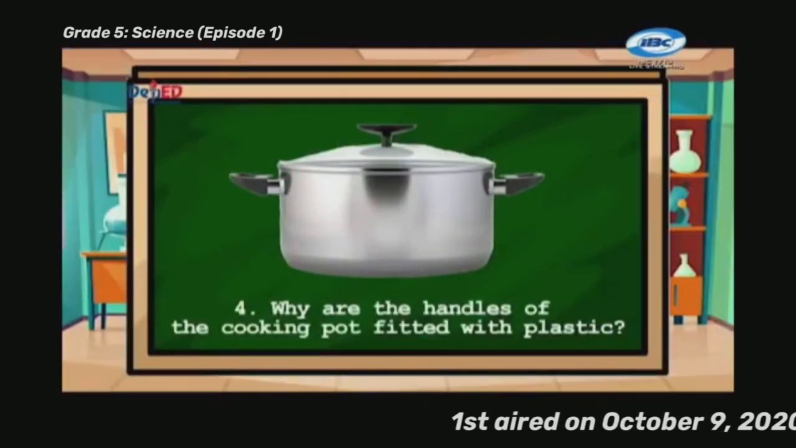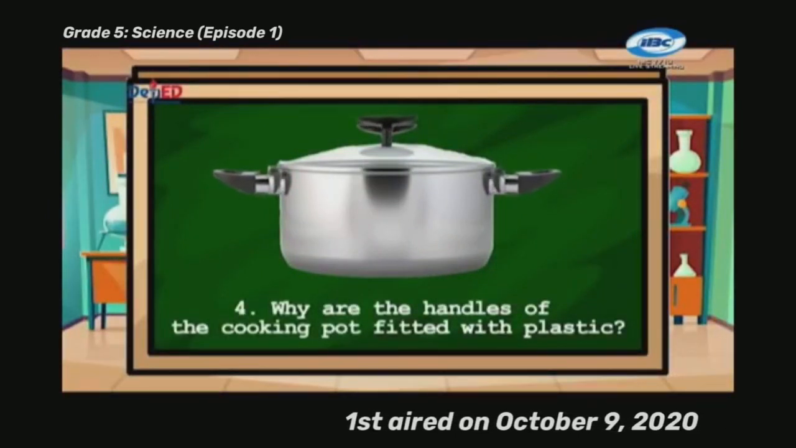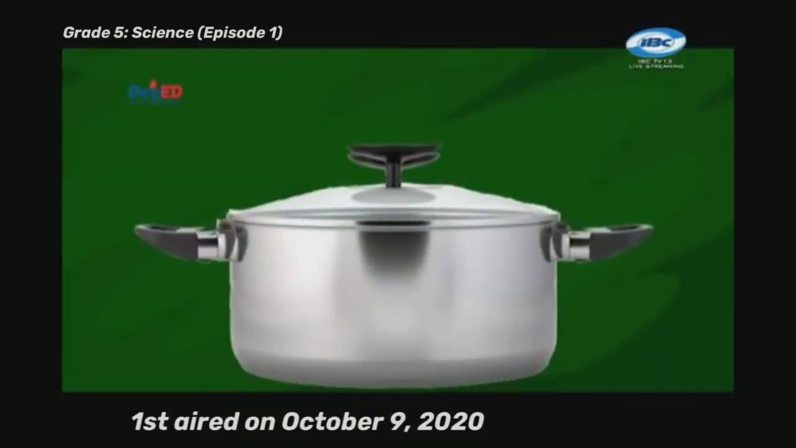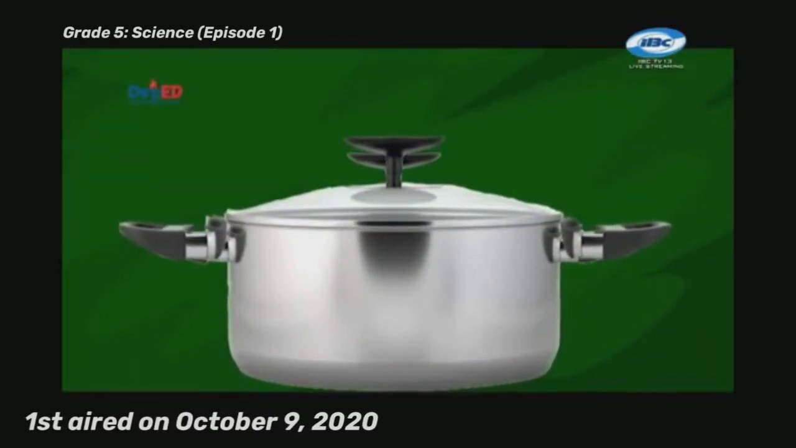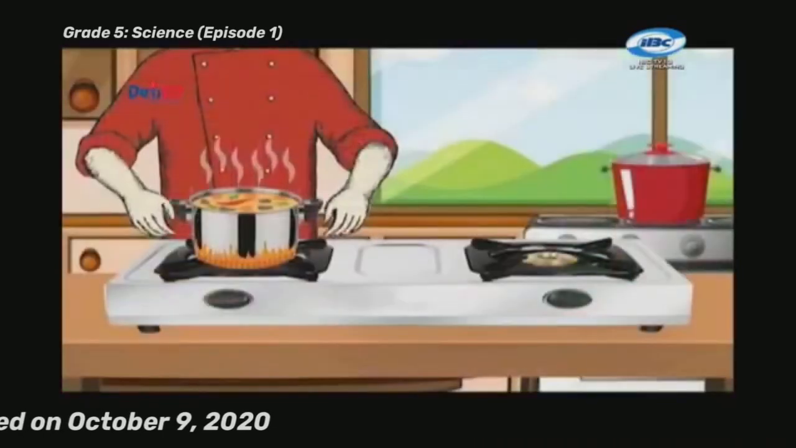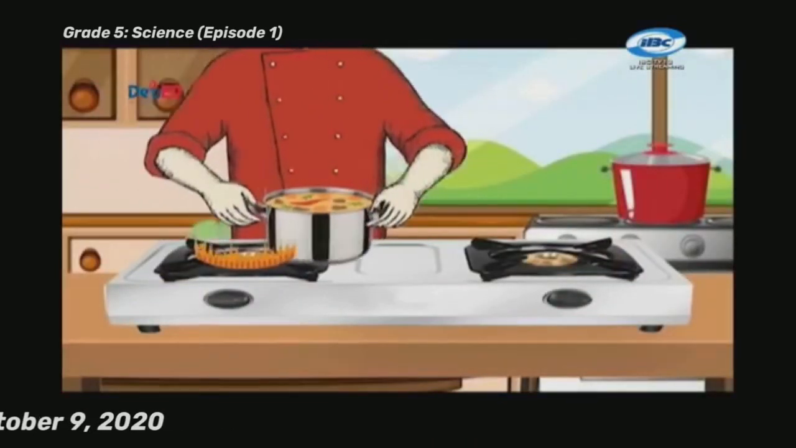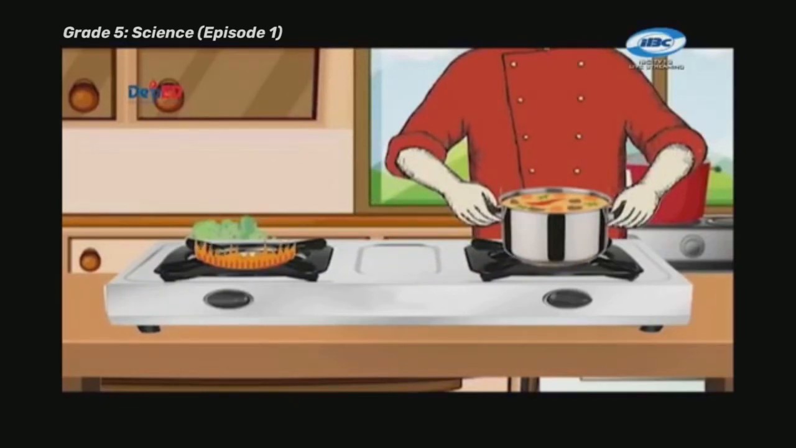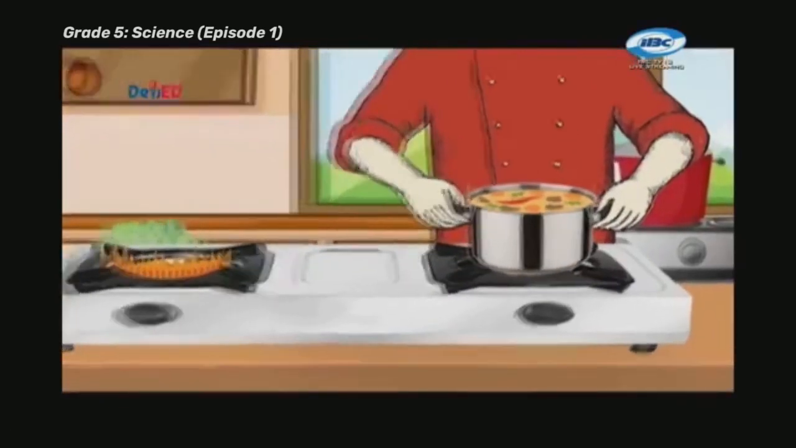How about question number 4? Why are the handles of the cooking pot fitted with plastic? The poor thermal conductivity of certain materials like plastic is also the reason why handles of the cooking pot are fitted with plastic, because heat cannot easily pass through plastic.